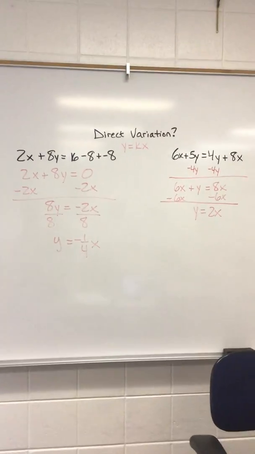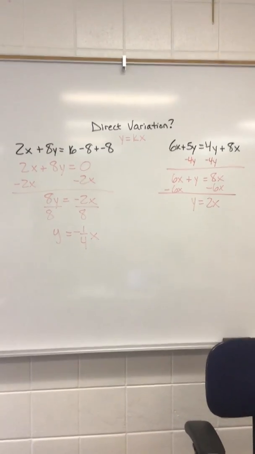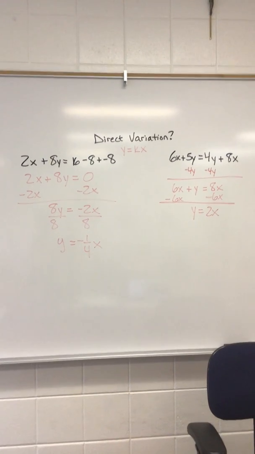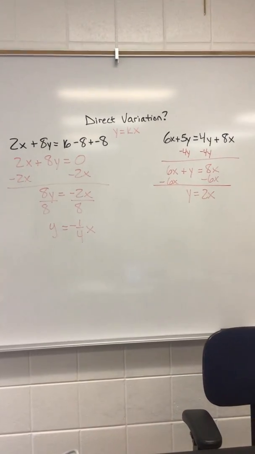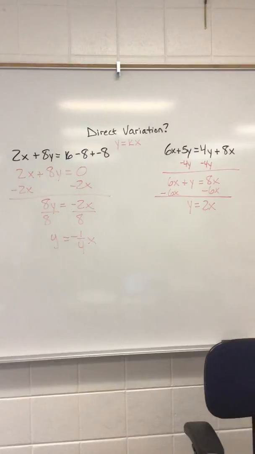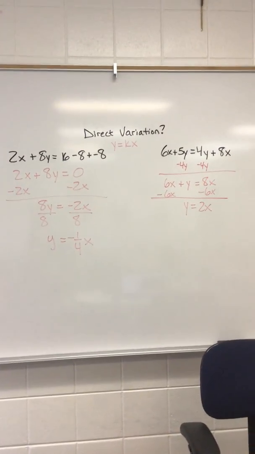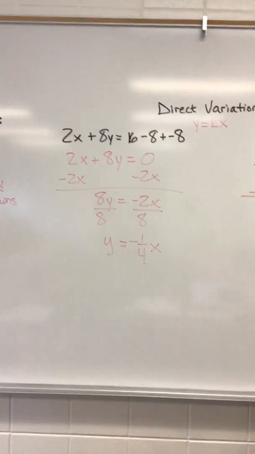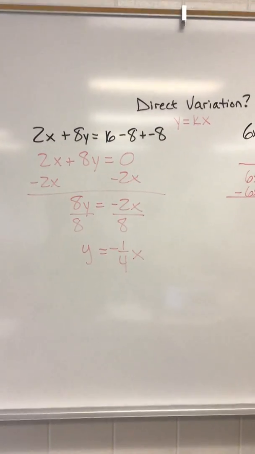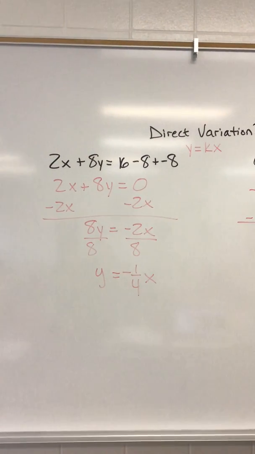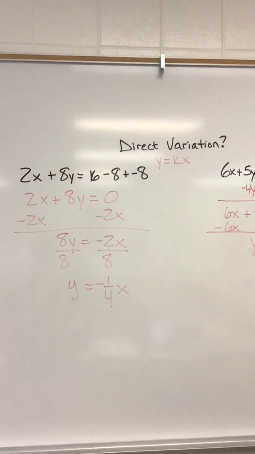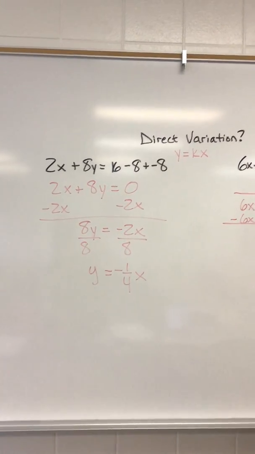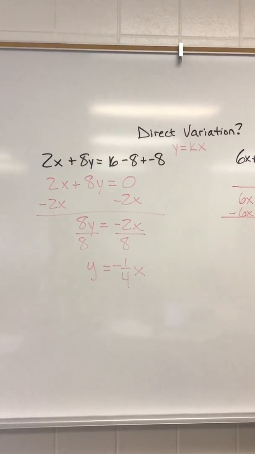Direct variation. I've encouraged you to write down what your answer should look like every time you're given a problem like this. So if you see a direct variation, you know it has to be able to take the form y equals kx. So first equation, we can execute addition and subtraction on the right side. So 16 minus 8 is 8, plus negative 8 is 0. So now my equation on my first rewrite looks like 2x plus 8y equals 0.